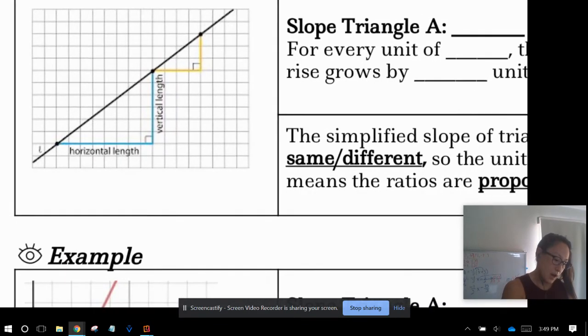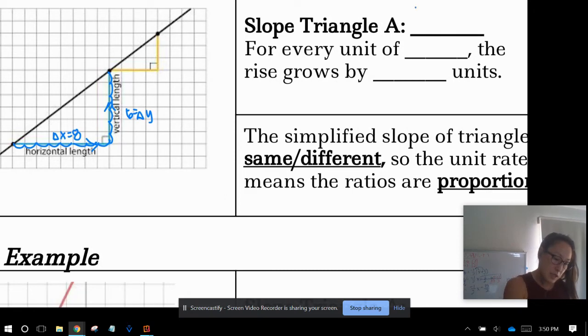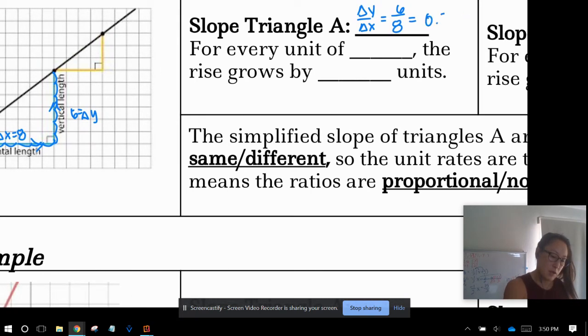Okay, now that you tried, I'm going to go 1, 2, 3, 4, 5, 6, 7, 8. So the change in x is 8, positive, because we're going to the right. I'm going to count 1, 2, 3, 4, 6. 6 is the change in y. And we're going to the right and up, which is both positive directions. So I get the change in y over the change in x is 6 over 8, which reduces down to a positive 0.75. So for every unit of x, we grow by 0.75 units.